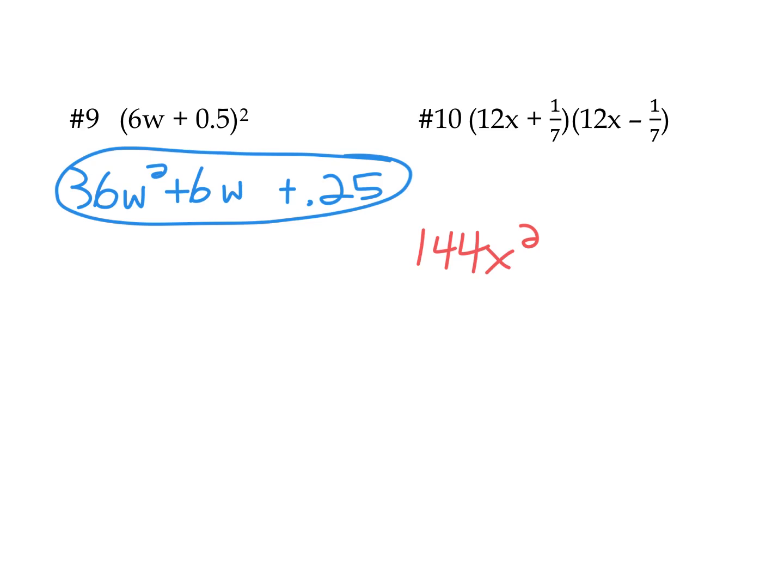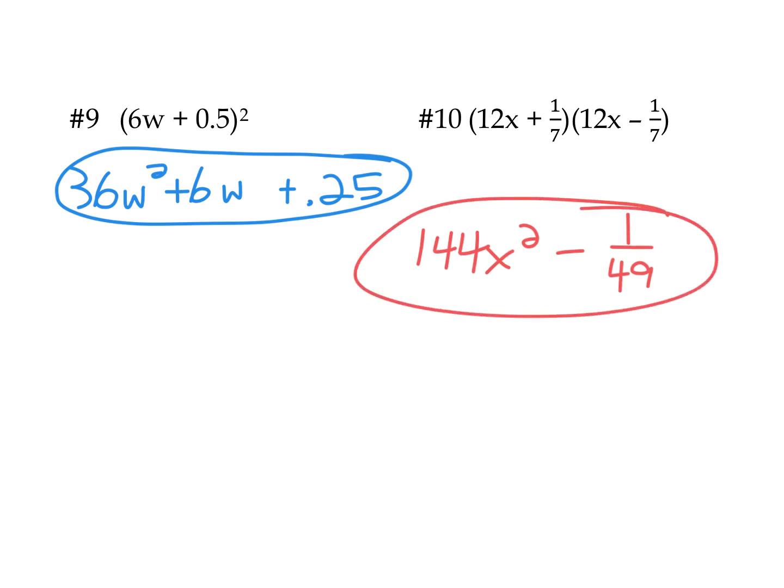Okay, and now we'd have minus 1/7 times 1/7 is 1/49. We should know how to multiply a fraction times another fraction, multiply the numerators, multiply the denominators, and there's our product for number 10. So recognize the patterns we get here.